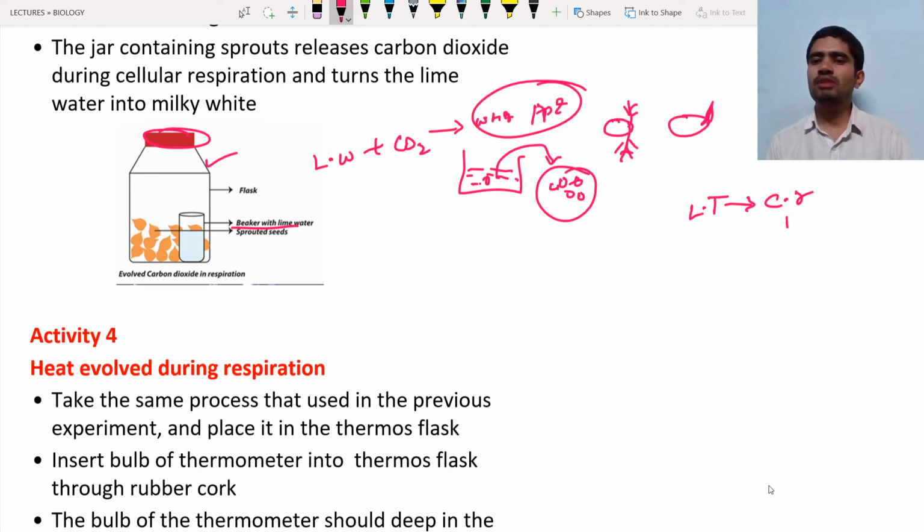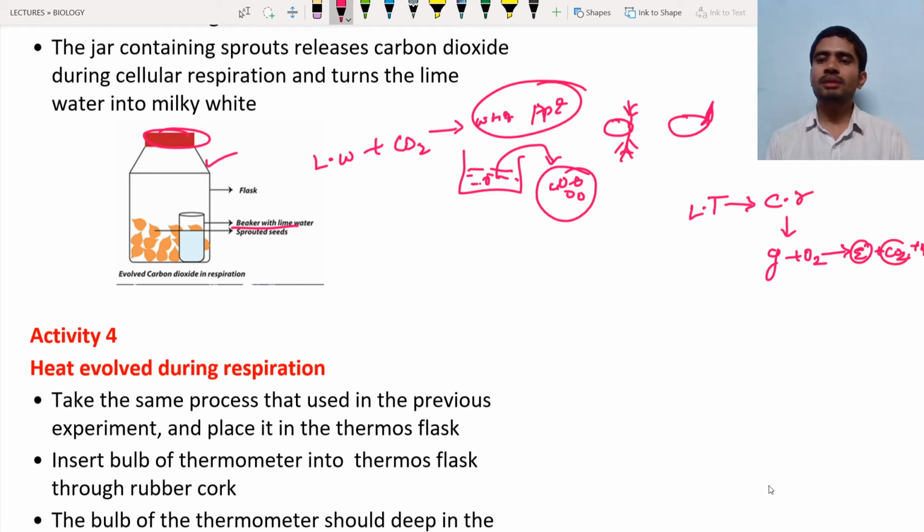So in cellular respiration, what is going to occur? The glucose that is already present in the seeds is going to undergo cellular respiration. Glucose plus oxygen is going to react together. As a result, you will see energy production plus carbon dioxide plus water.